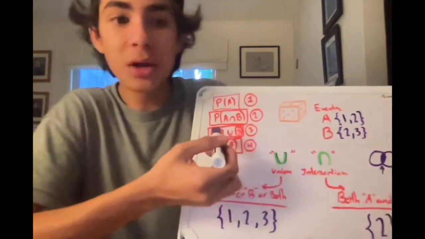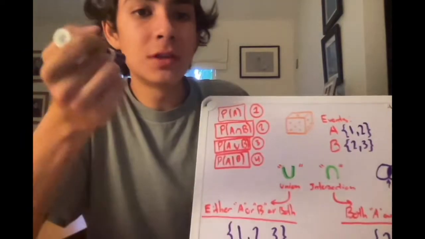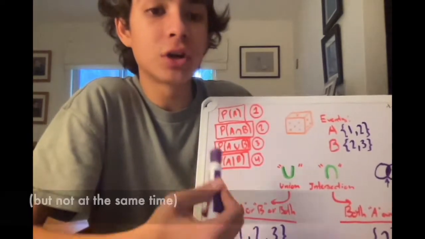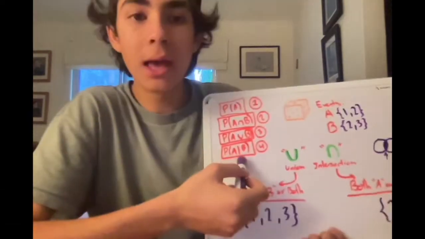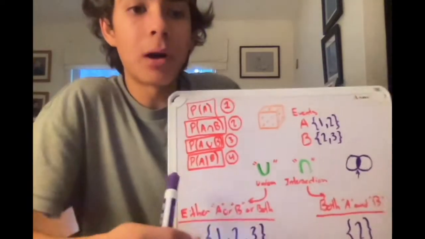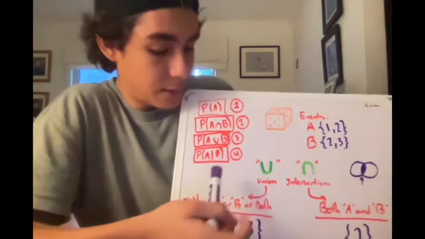Now, moving on to number 3, we have P(A union B). It's the probability of events union. What this is asking for is basically the probability of either event occurring. And number 4, we have P(A|B), the conditional probability function. What this is stating is the probability of event A occurring after B has already occurred.